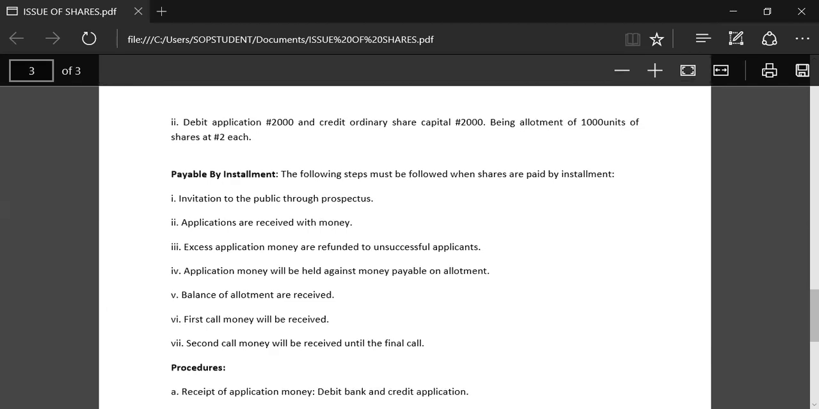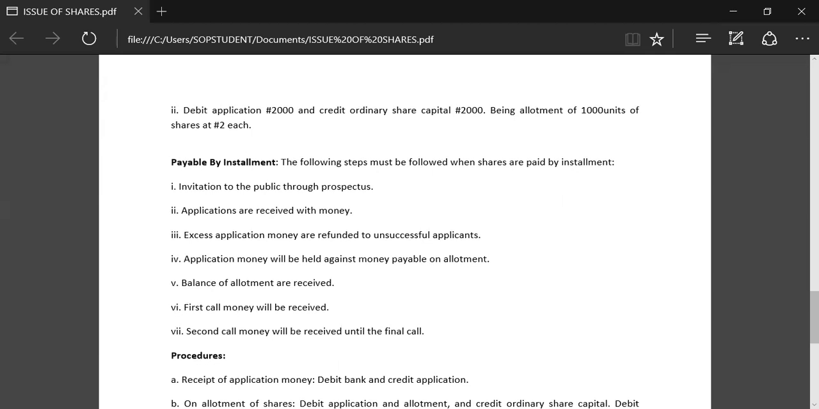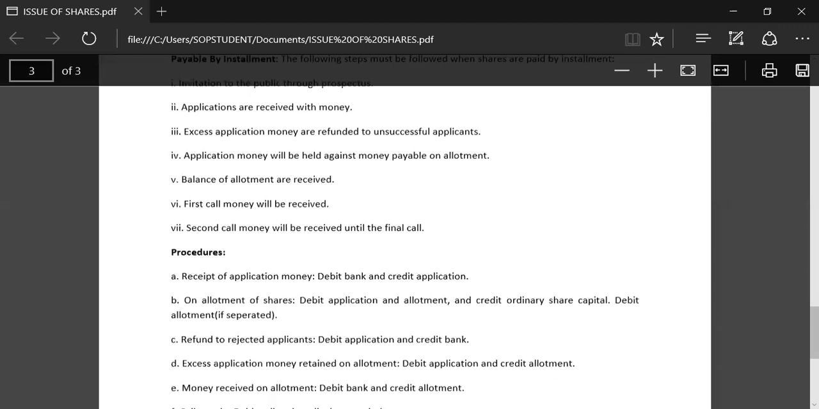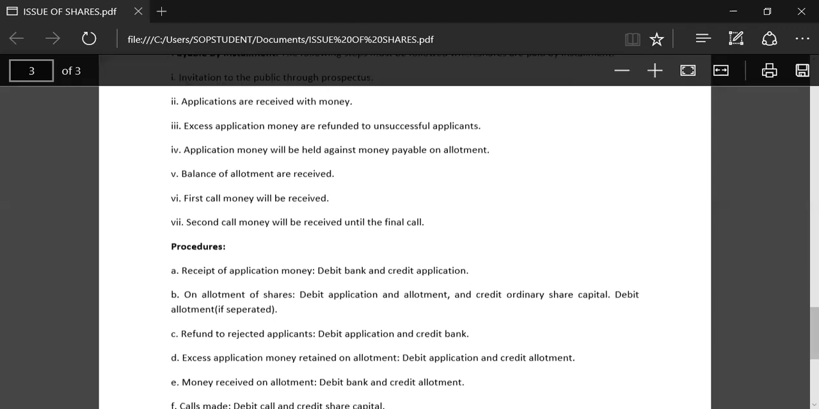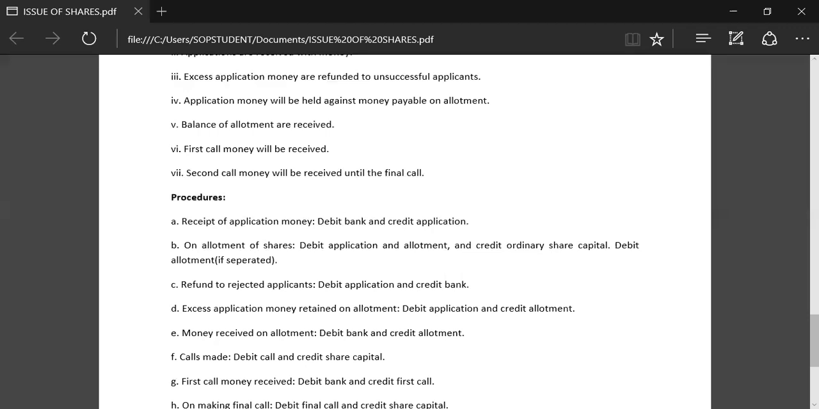When the payment is in installment and not in full, the following steps are taken. After the invitation has been made to the public, applications are received. The excess money is refunded to unsuccessful applicants. Application money will be held against money payable on allotment. The balance of the allotment is received, then first call, second call, as the case may be, until the final receipt, because it's an installment. So shareholders are allowed to pay in installment, first call, second call, third call, as the case may be, until the final call.